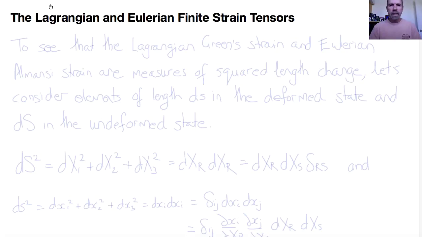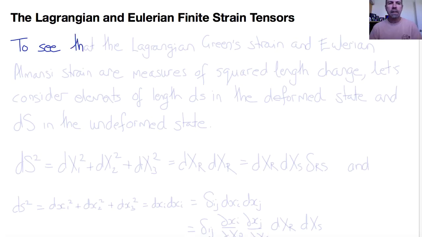Welcome back to BE 110. Today we're going to look at some properties of the Lagrangian and Eulerian finite strain tensors that we derived last time, and from that derive another strain tensor that's actually the one that's more commonly used in most engineering applications.